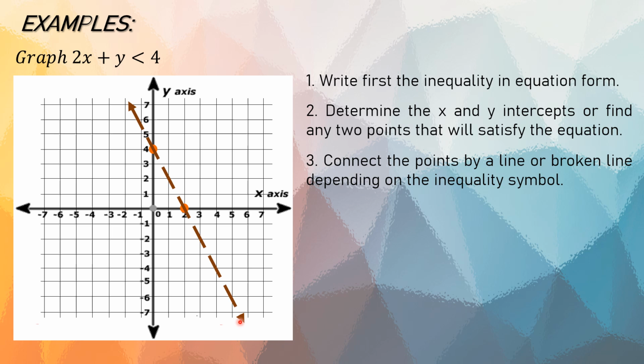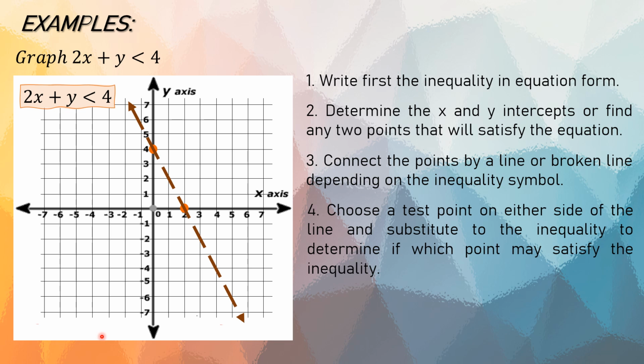Bakit naging broken line yung ating line? Ito ay dahil ang given na inequality symbol ay less than at walang nakalagay na equal sign sa baba, kaya broken line ang ating ginamit sa graph. So that is the graph for 2x plus y is less than 4.